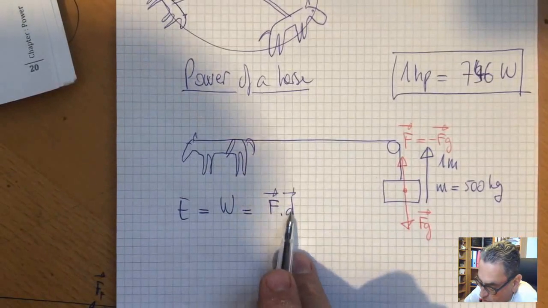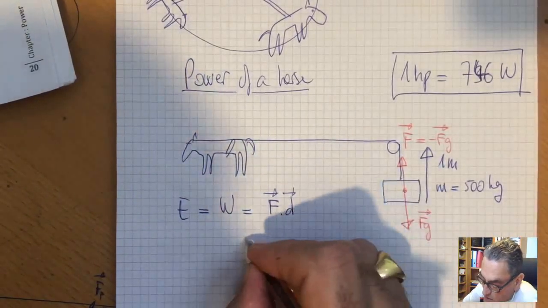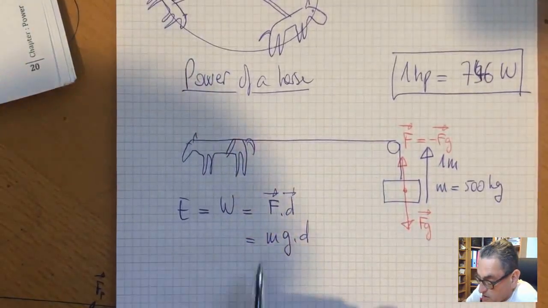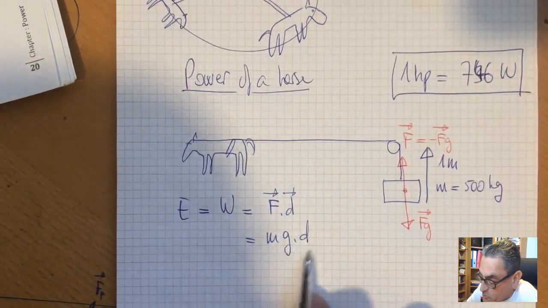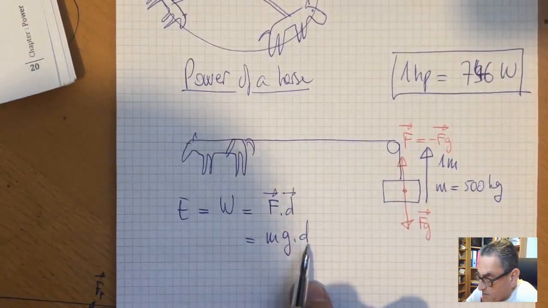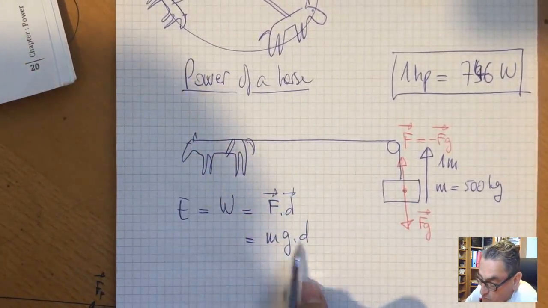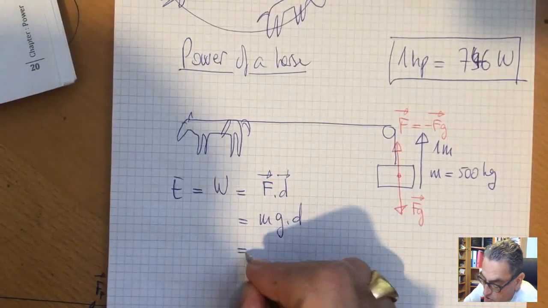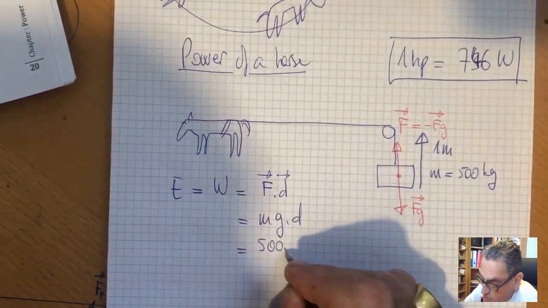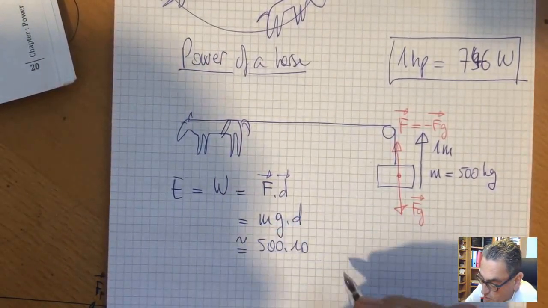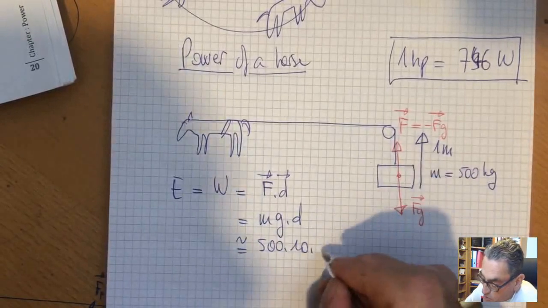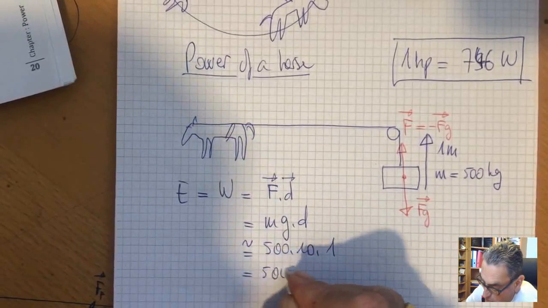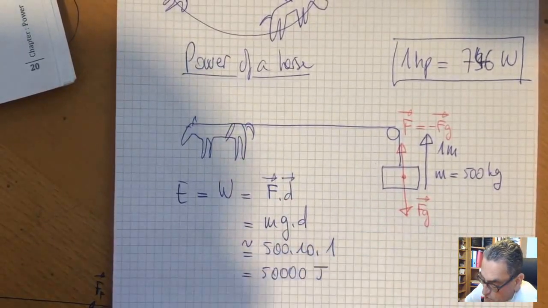Now the force is going up, its intensity is equal to the gravitational force, and the energy which is necessary, the work which is necessary to lift this mass is this. By the way, you will see in a moment that this is the expression for the potential energy. Okay? So the energy is now 500 kilograms times g, which we will approximate to 10, and we said 1 meter. Okay? This is now 5,000 joules.